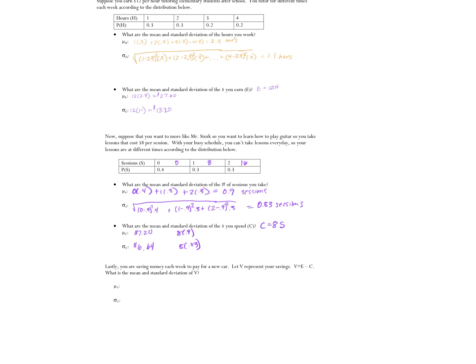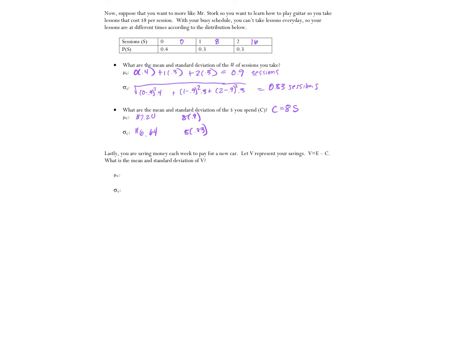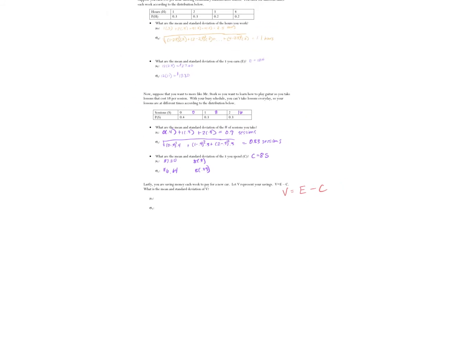All right. So now, at the end of the day, you're saving money. And so you want to know how much you are going to put in savings each week. Like, what are the mean and the standard deviation of your savings? So what we're going to do is take your earnings minus your costs. Does this make sense?